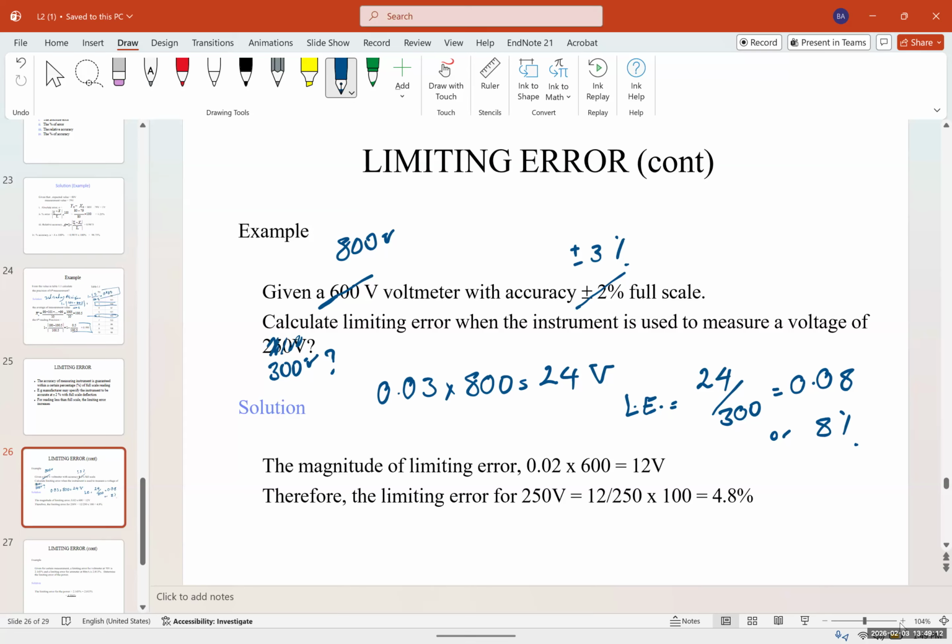Did you get the same results? Yes. Okay. So 3% of 800 volts gives us 24 volts. Now we would divide 24 volts by the measured voltage that we want to do 3%, 300 volts. Therefore, the limiting error here is going to be 8% or 0.08. Okay.